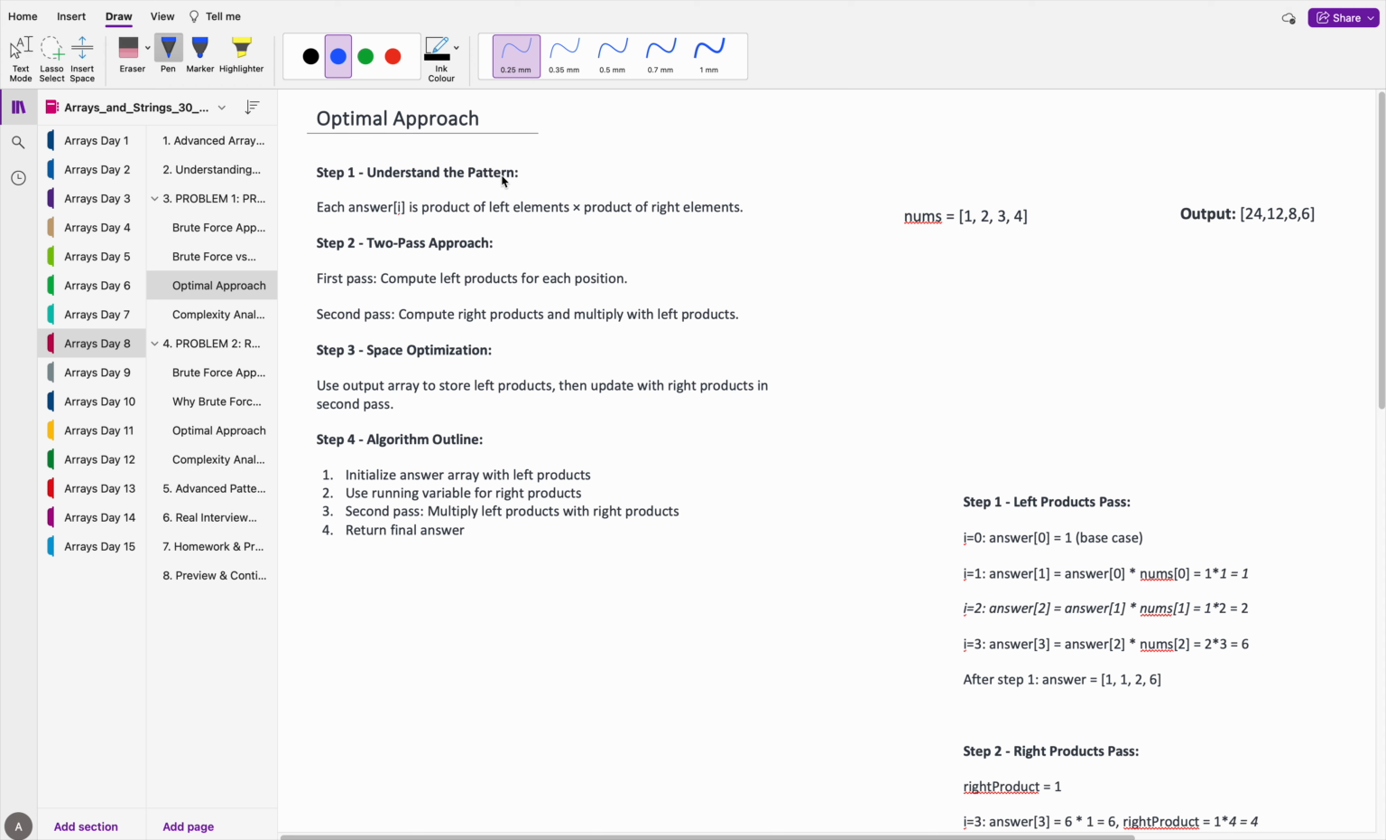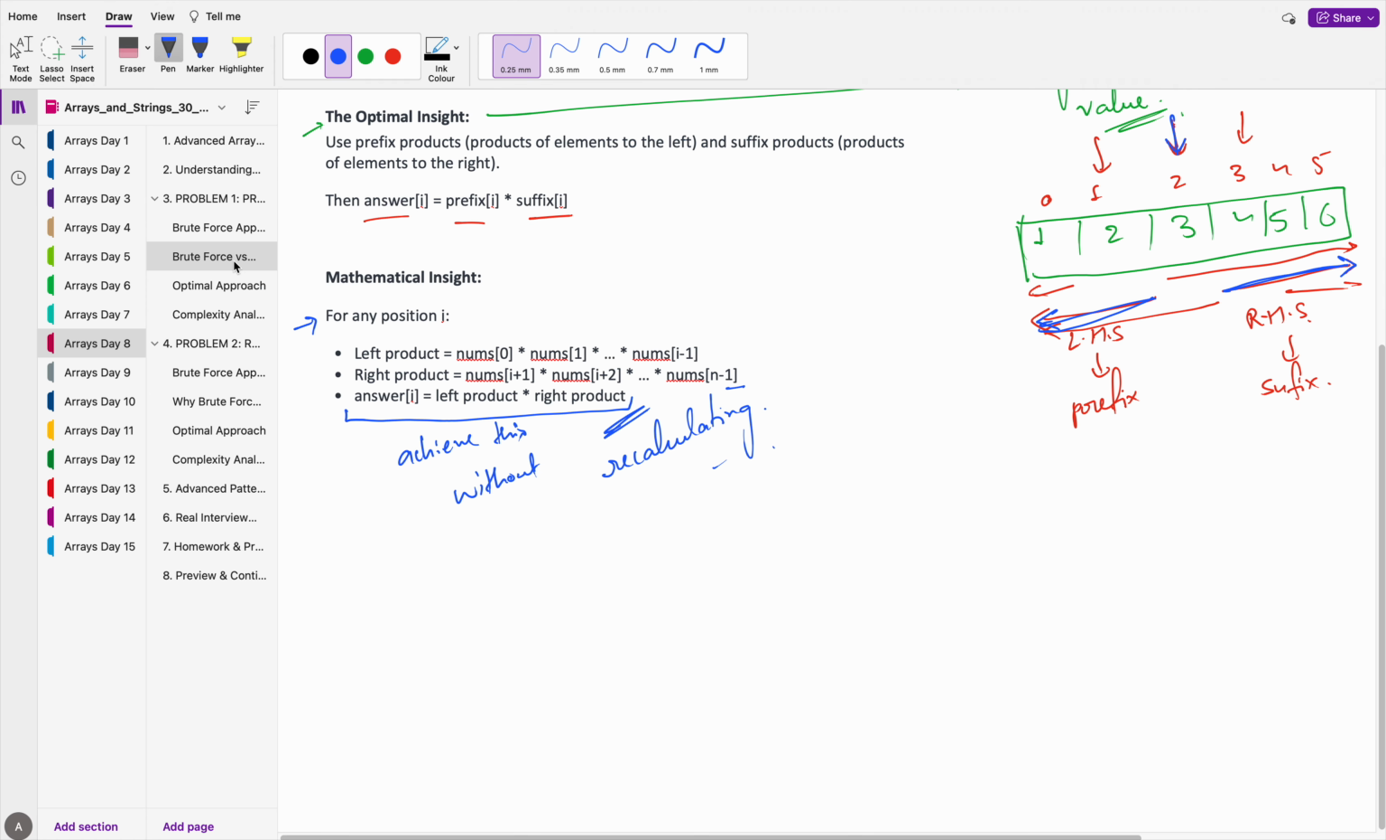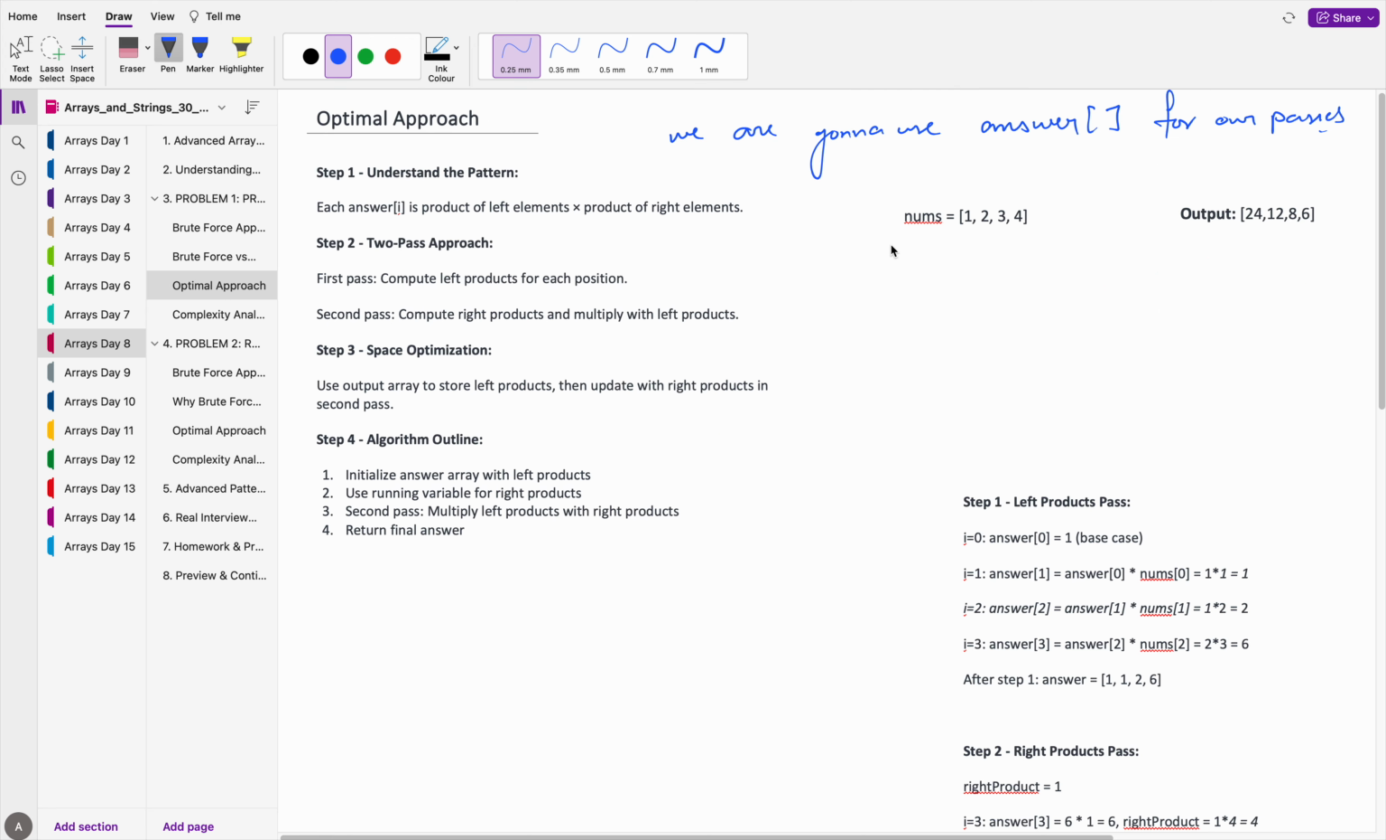The optimal approach is, look, because we can't use any extra space, we are going to use the answer array for our passes. What will be happening in the passes? As this particular thing suggested, find the left product and multiply it with the right product. If I already have the left product, I can always multiply it with the right product. Let's have a look here once.